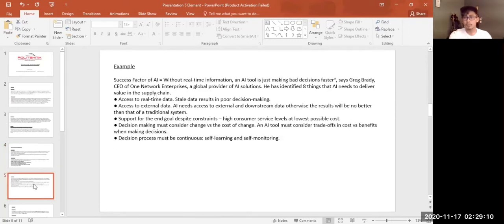So for the example of autonomous intelligence, we have success factors that prove AI technologies are successful. The first one is access to real-time data. Number two, access to external data. AI can access external and downstream data, otherwise the result will be no better than a traditional system. Number three, support of the end goal despite constraints. Number four, decision making must consider the change versus the cost of change. Number five, the decision process must be continuous, self-learning and self-monitoring.